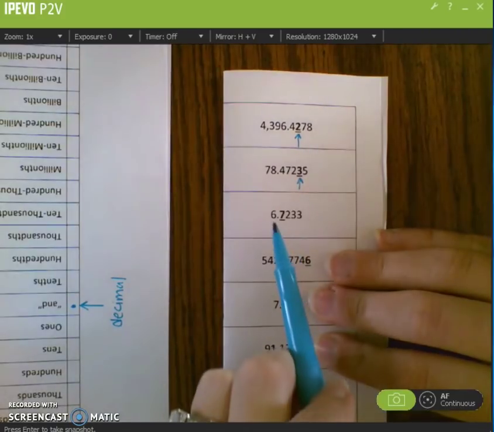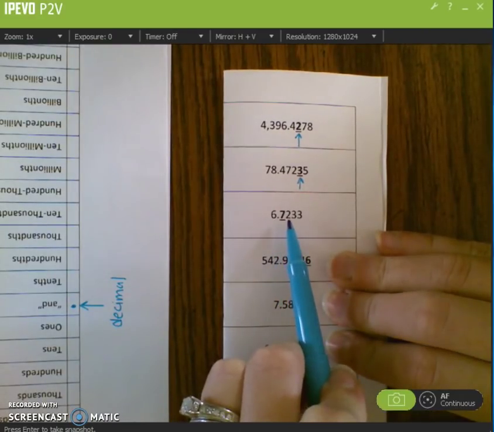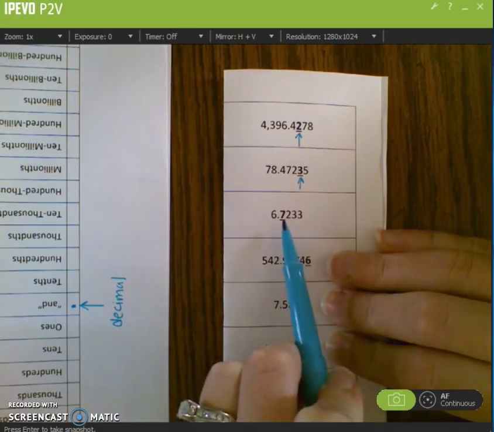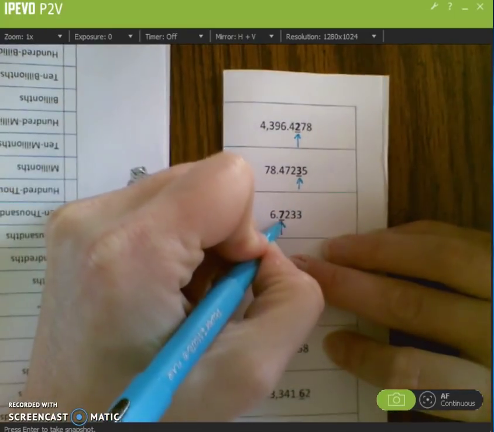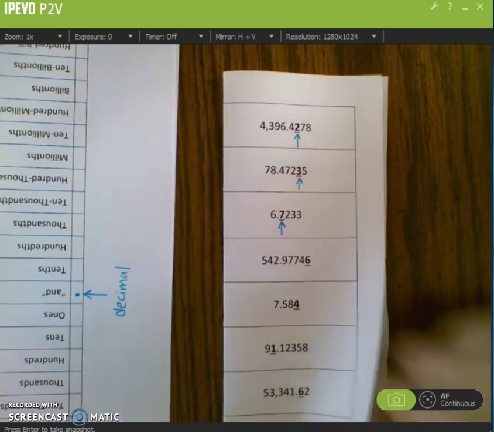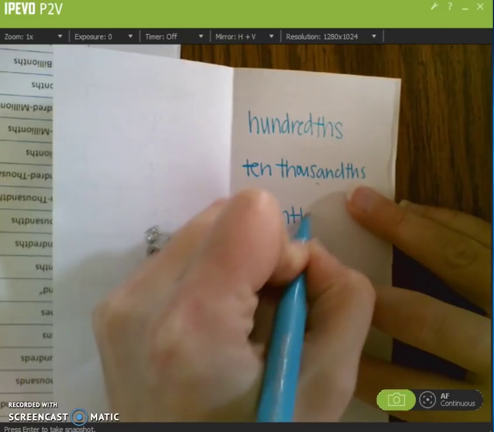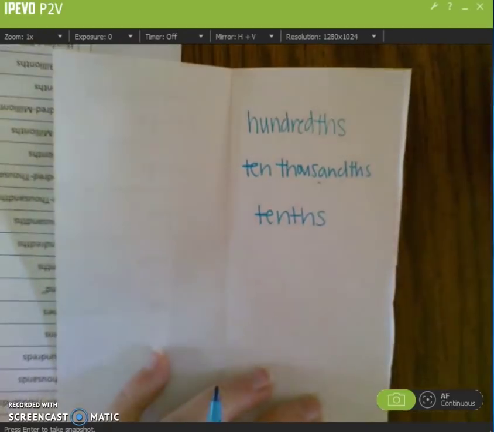The next one, we've got 6 and 7,233 ten-thousandths. The 7 is right after the decimal point, so it is in the tenths place. So I'm just going to write here, tenths for tenths place.